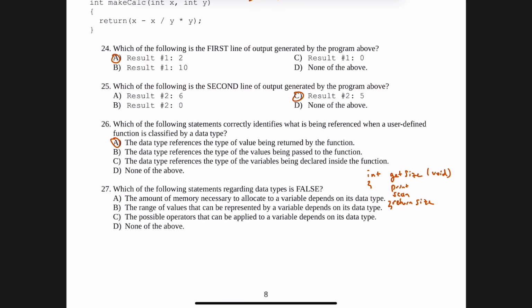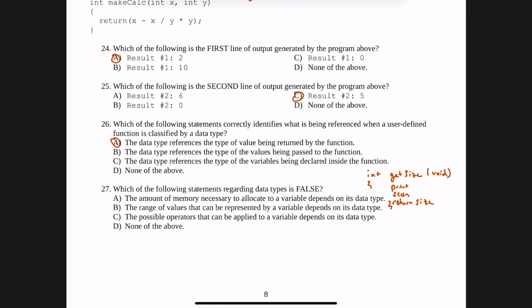Moving on to question 27. Which of the following regarding data types is false? A, the amount of memory necessary to allocate to a variable depends on its data type. This is going to be true. So certain data types require more data than others, right? A char has a very small set range of values, whereas a long has huge, billions of possible values. If you want to go from a float to a double, you have to double the amount of space and memory that you're allocating for it. So A is going to be true.